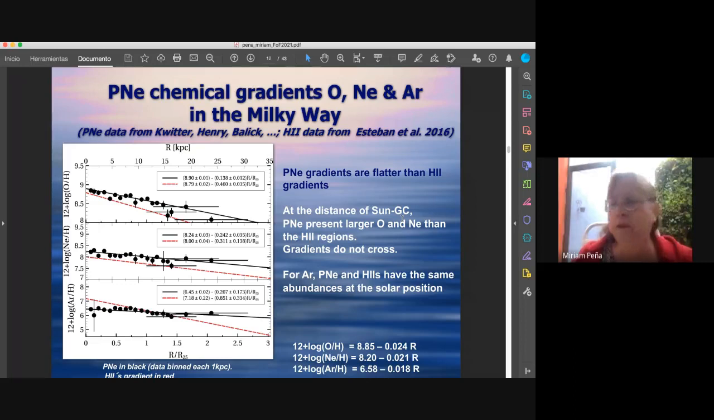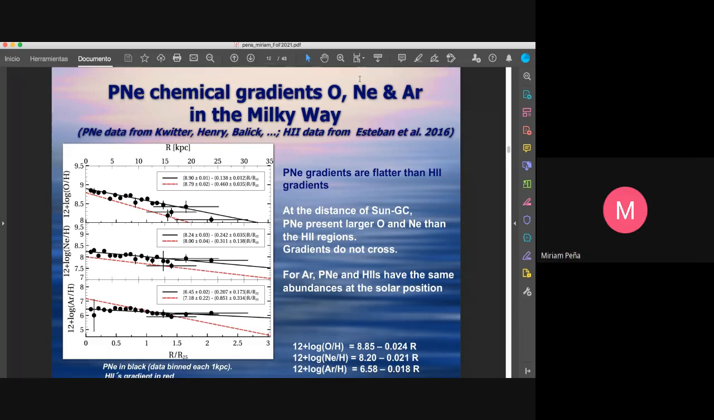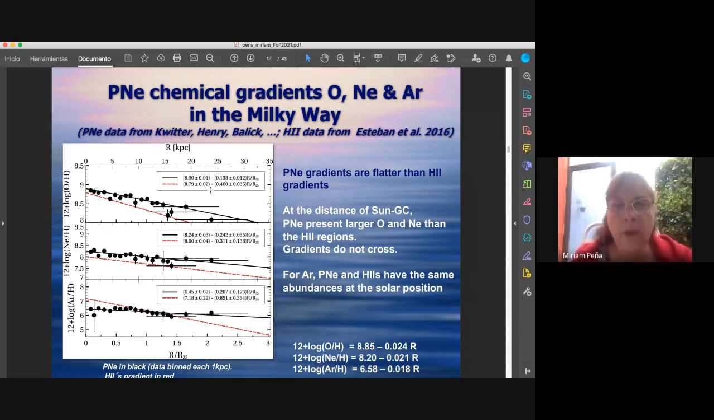Here I'm presenting the case of the Milky Way, where chemical gradients of planetary nebulae are compared with chemical gradients of H2 regions for oxygen, neon, and argon. In red, in this diagram, is the gradient of H2 regions, and the black dots are the planetary nebulae. We see that PN gradients for oxygen, neon, and argon are flatter than the gradients of H2 regions.